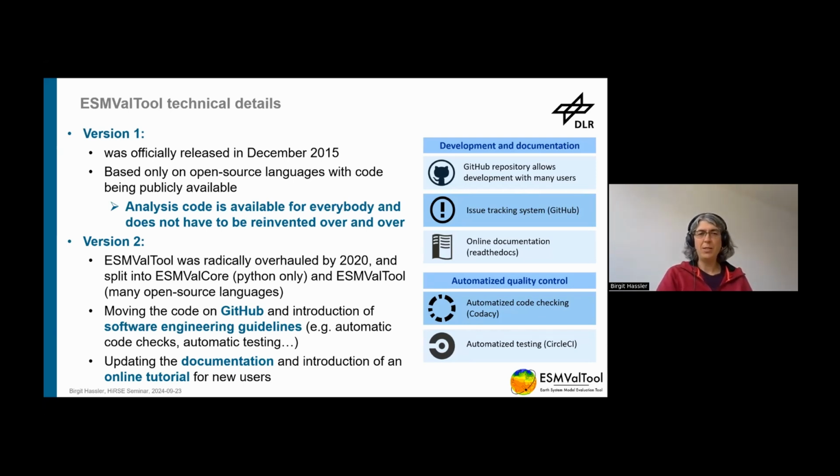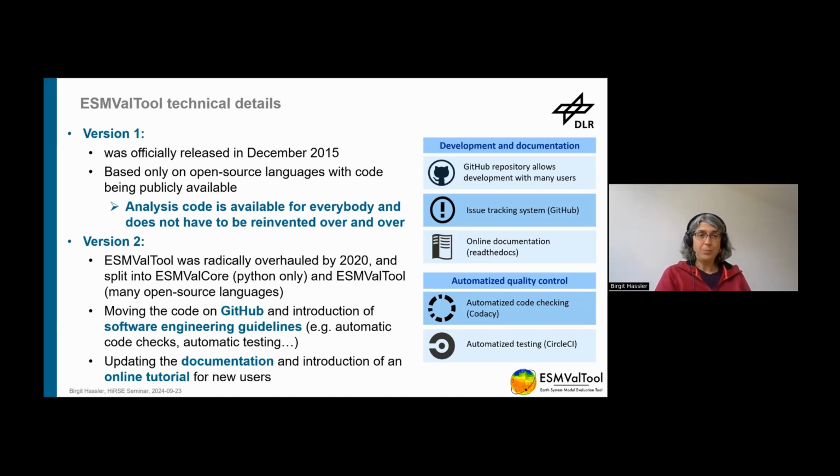We had a version 1 that was officially released in December 2015. It's based only on open source languages with code being publicly available. And the idea was that the analysis code for multi-model comparisons, where you look into different models and try to find the commonalities, is available for everybody, and does not have to be reinvented over and over. That gives scientists more time to think about other things than how to rewrite a code that had been already used 4 years ago.